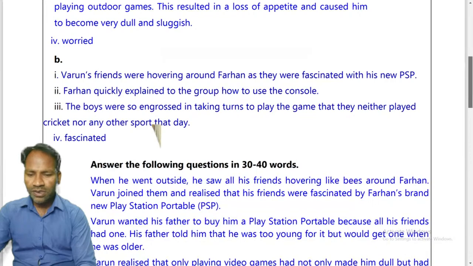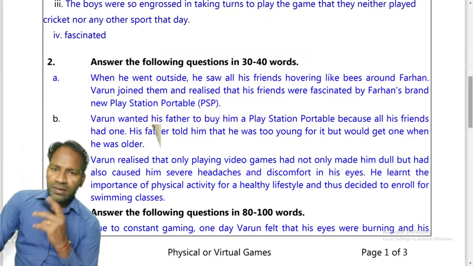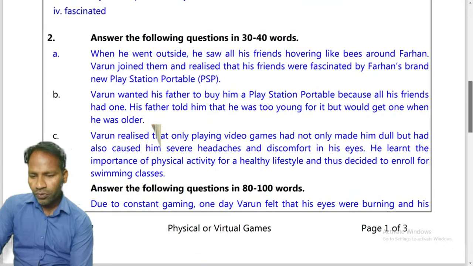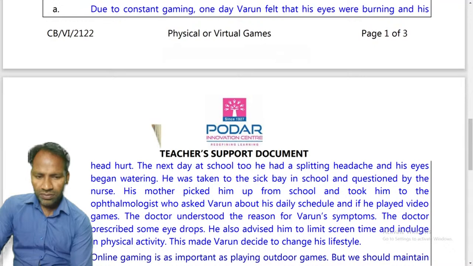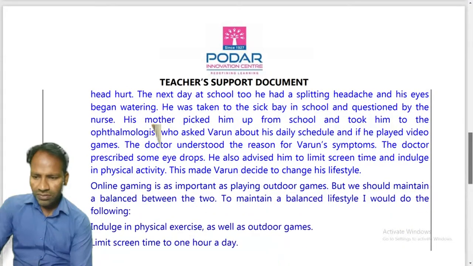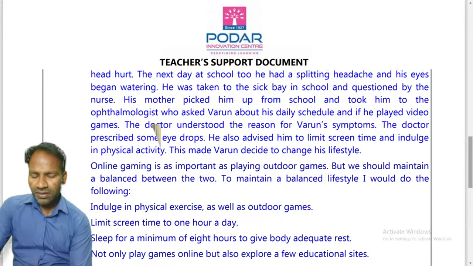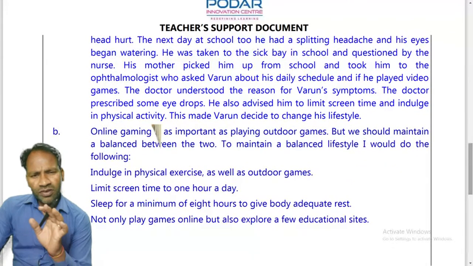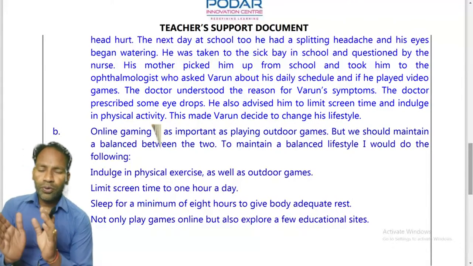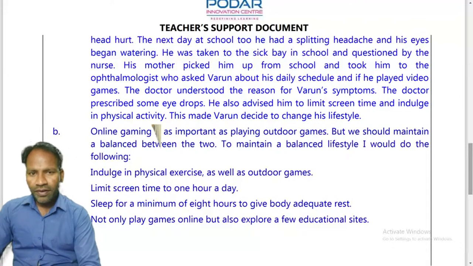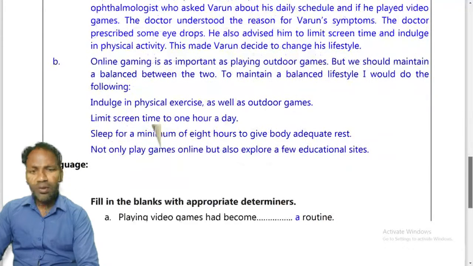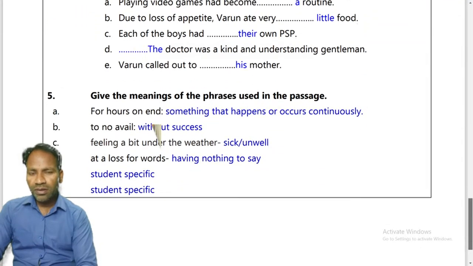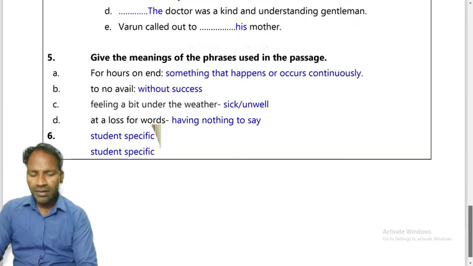Answer the following questions in 30 to 40 words. Yes, these are the answers. You can read for your reference. I am showing you. Can you see the answers? I am telling you again that I suggest you all please just read the answers. These answers are for your reference. Don't copy the answers as they are. For your reference, you take help of these answers and frame your own answer. Okay, factual understanding questions can be copied. Open-ended questions, meaning comprehension questions, can be written by your own. That would be good.